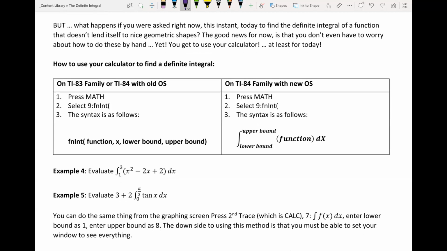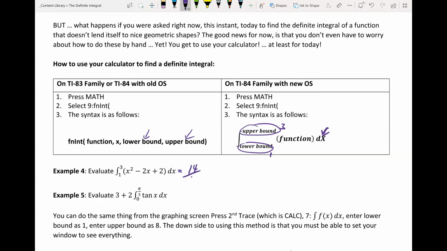Now, if you want to evaluate something like this, you're just going to move your cursor over the lower bound and put in 1. Then move your cursor over the upper bound and put in 3. Or if you have the old version, you're going to put that in here. And then you're going to type in your function. So you should have the x value inside your graphing calculator to do that. So it'll be x squared minus 2x plus 2 as your function. And then if you have this new system, remember to put the x in with the dx as well.